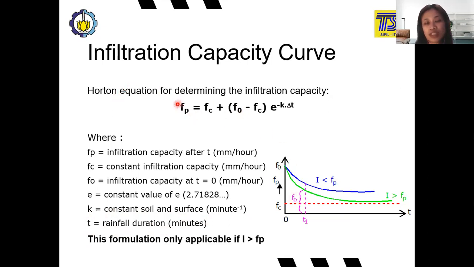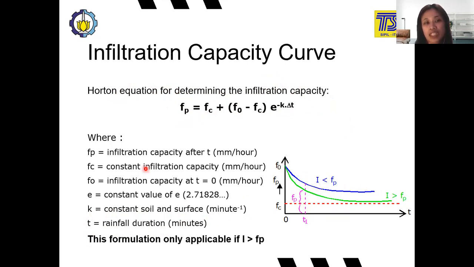Actually, this equation is used to calculate the infiltration capacity, namely fp. So it's calculating the fp by using the equation for each. Here we have two graphs here.